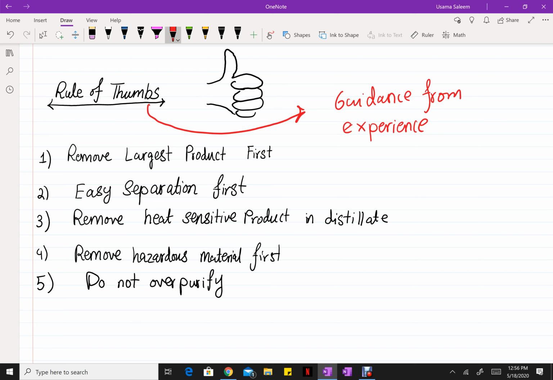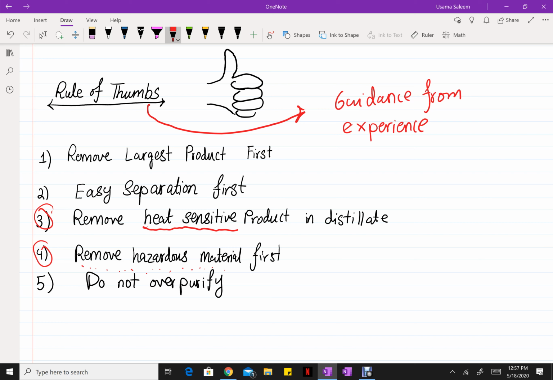And also, 3 and 4 are more about safety and operability. If one of your products is sensitive to heat, for example acrylic acid that polymerizes at higher temperatures, you want to remove it in the distillate because the distillate runs at a lower temperature than the bottoms. Remove the hazardous materials first. So this is part of a safer design. Remember that safety is the number one priority in any design.